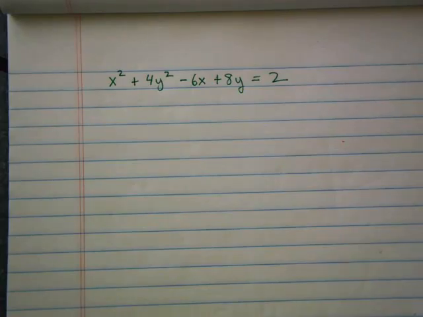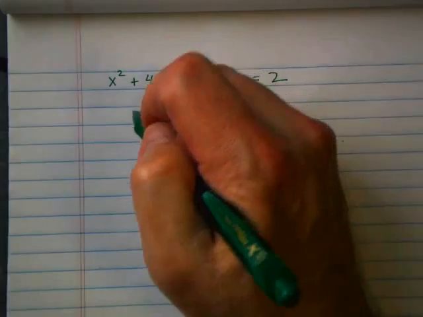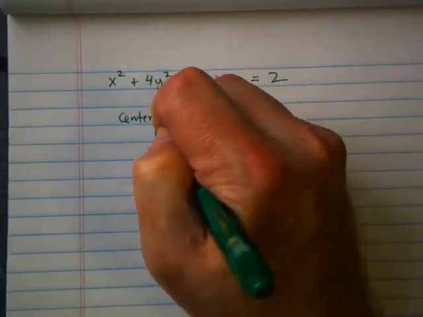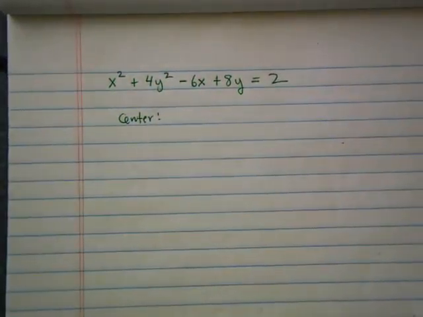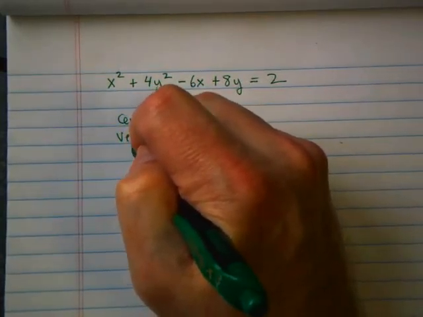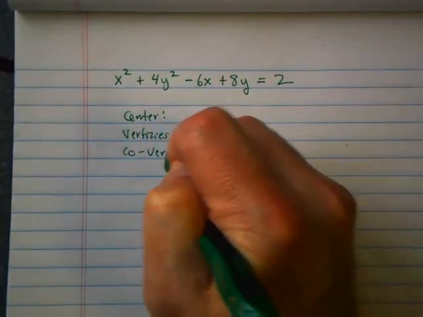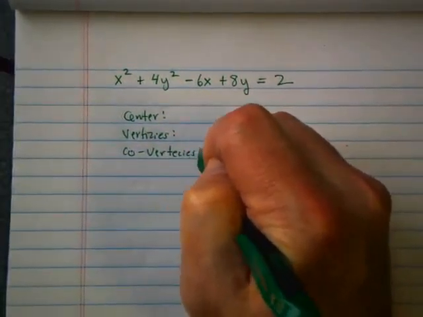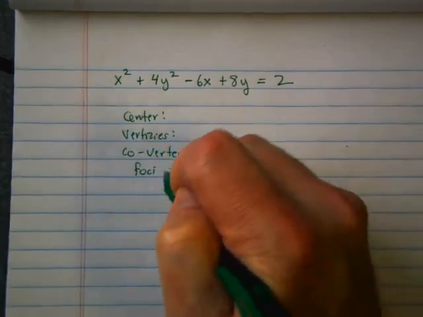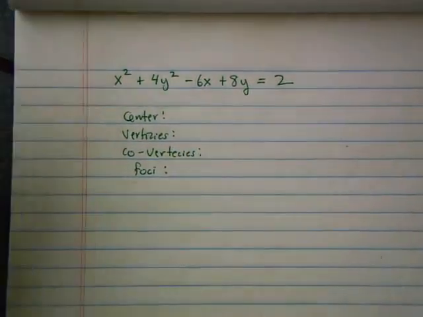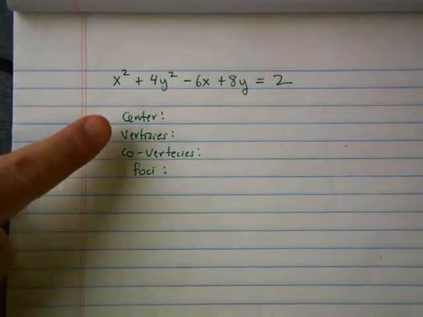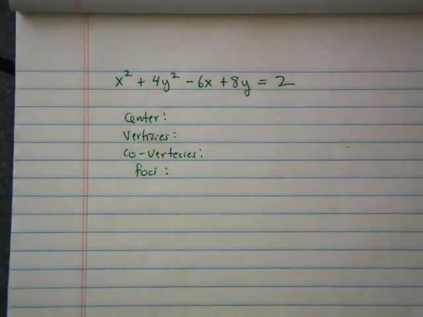Okay, what do I want to know? I want to know the center. I want to know vertices. I want to know co-vertices. And I want to know foci. So I want to know 7 things because there are 2 foci, 2 co-vertices, 2 vertices, but only 1 center. What do you do?